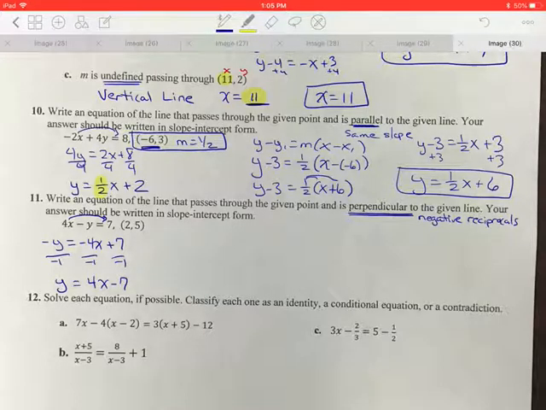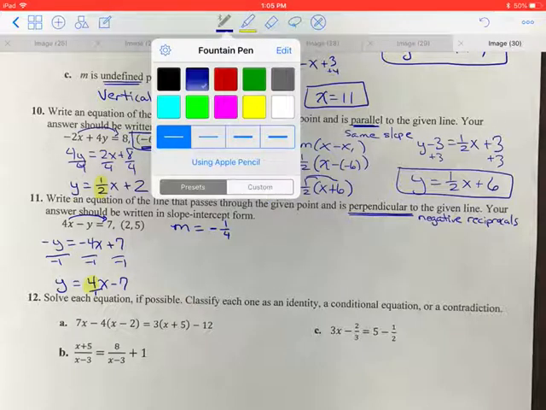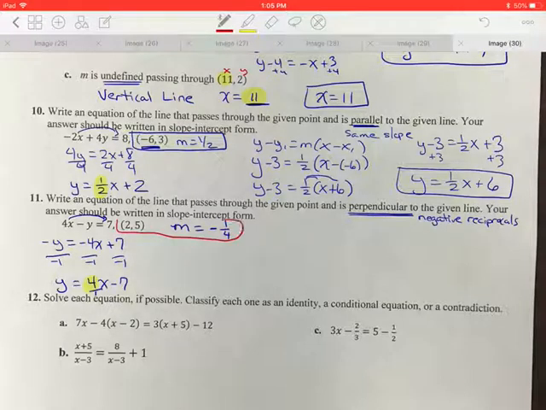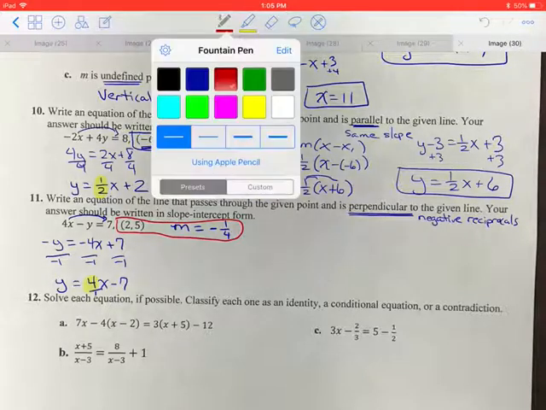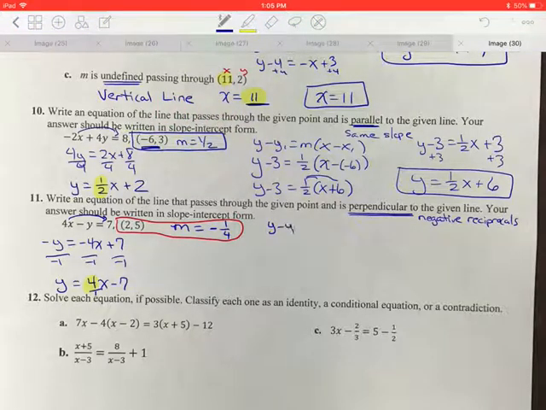Now this is my given line, so it has a slope of 4. So if I think about the slope of my perpendicular line, I need a negative reciprocal. So if this is 4 over 1, I need a negative 1 over 4. So I have to flip the fraction and I have to change the sign. So now I've got all the information I need. Here's my slope and here's my point. So I'm ready to plug into my formula. Y minus y1 equals m times x minus x1. So y minus 5 equals negative 1/4 times x minus 2.